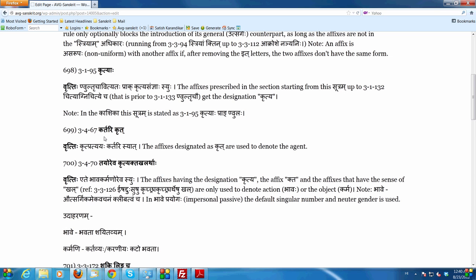Kartari Krit, because that tells us that any Krit pratyaya, as a starting point, as a default, should be used in the sense of the agent of the action. That is 3.4.67 Kartari Krit, which is the next sutram which we need before we can get to Tayoreva Krityakta Khalarthaha. This sutram 3.4.70 is what we really need here, but that is an exception to the more general rule 3.4.67. So we should look at 3.4.67 first.